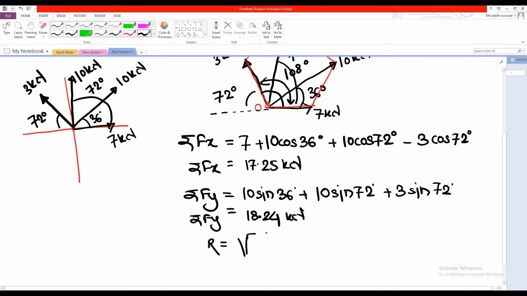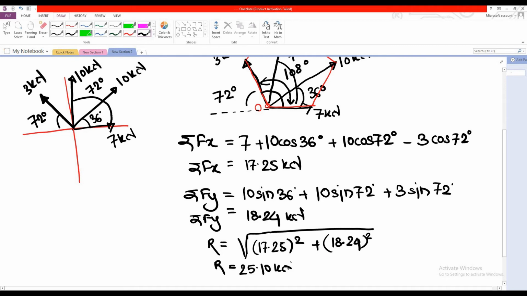Magnitude of R is determined by the square root of summation Fx square plus summation Fy square. Here Fx is 17.25 kilonewton square, Fy is 18.24 kilonewton square, and R comes out to be, after calculation, 25.10 kilonewton. Okay, let's highlight the important points here.